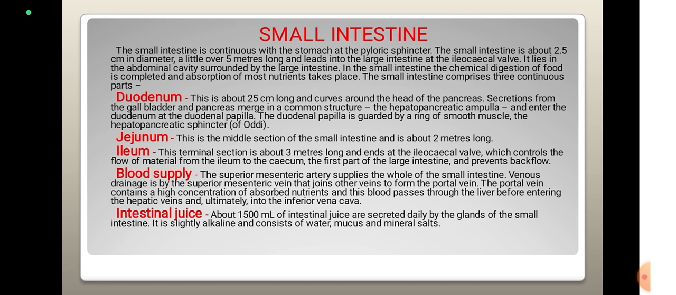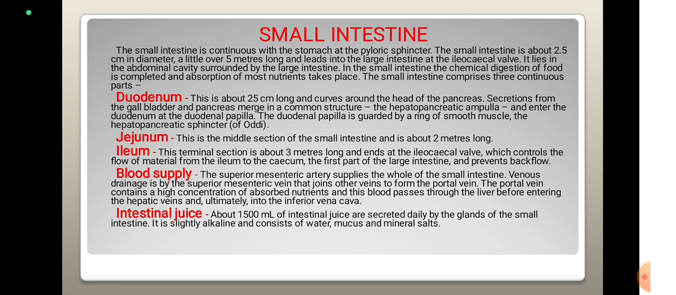Blood supply. The superior mesenteric artery supplies the whole of the small intestine. Venous drainage is by the superior mesenteric vein that joins other veins to form the portal vein. The portal vein contains a high concentration of absorbed nutrients, and this blood passes through the liver before entering the hepatic veins and ultimately into the inferior vena cava.